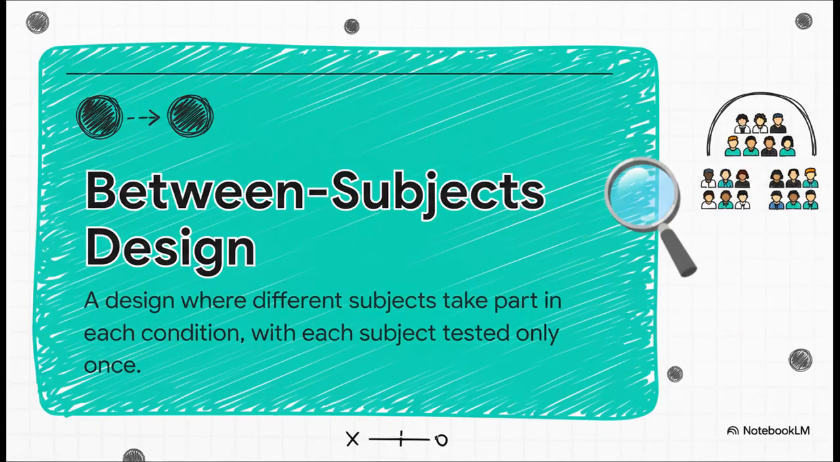We're going to focus on one of the most fundamental blueprints out there, the between subjects design. The main idea here is super simple. It's all about comparison. You create different, separate groups of subjects, and each group only gets to experience one version of the experiment. Then, you just compare the results between the groups.